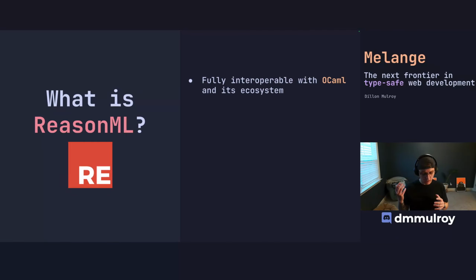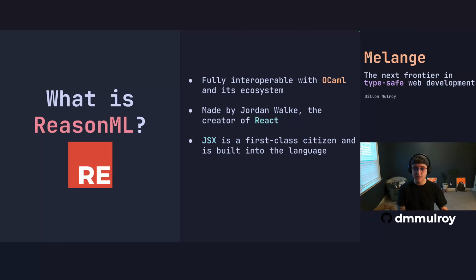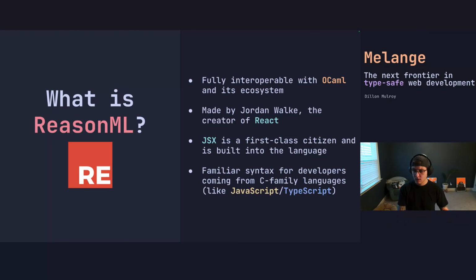Every OPAM package, or every package in OCaml, is accessible to Reason. So basically it's just one and the same, just with a friendlier syntax. It was made by Jordan Walk, who is also the creator of React. And maybe unsurprisingly, JSX is a first-class citizen and built into Reason, so you can just start writing JSX in any Reason file. And as we already mentioned, it is designed to be familiar for developers coming specifically from JavaScript and TypeScript.